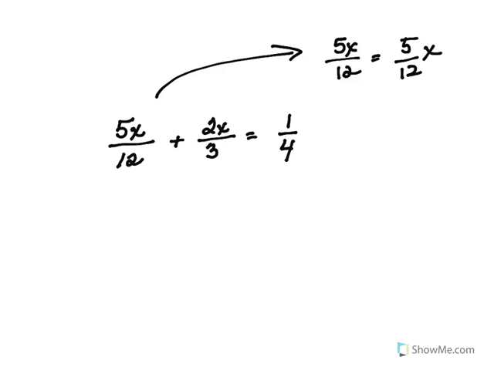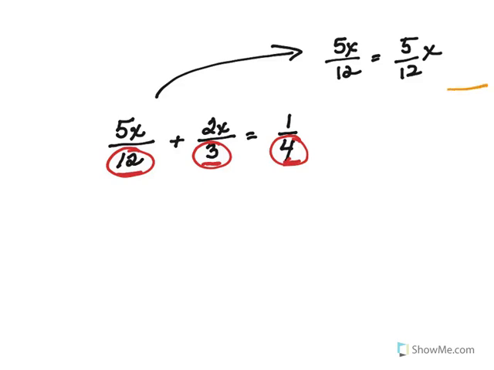Now, I am not crazy about these denominators, okay? When I see these fractions, I hate having those denominators. So it'd be great to get rid of them. One of the ways to get rid of them is if I find a number that 12, 3, and 4 all go into and multiply by that number, then I can cancel them out.